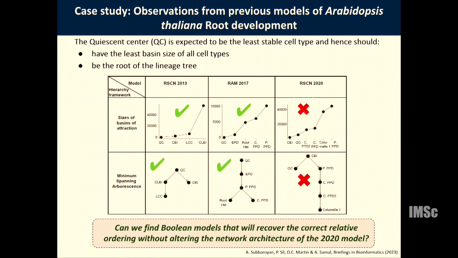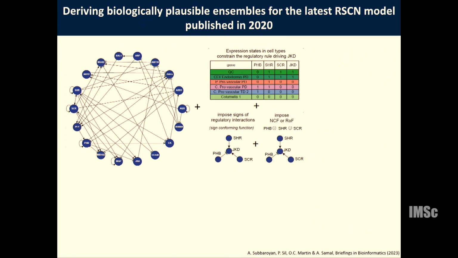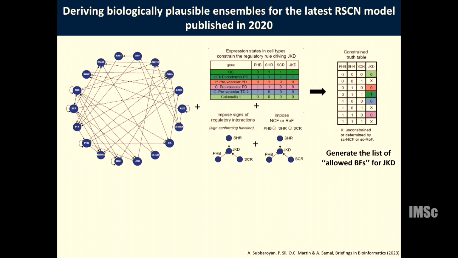So then we went ahead with the following challenge. Can we find Boolean models that will recover the correct relative ordering? That is, can we improve this model? We wanted to try out that we will not fix the structure of the network, that is, we'll keep the connections same, but can we just change the functions, the possible functions, which will fit the data and get the correct ordering of the attractors. And actually we developed an iterative greedy algorithm for that.